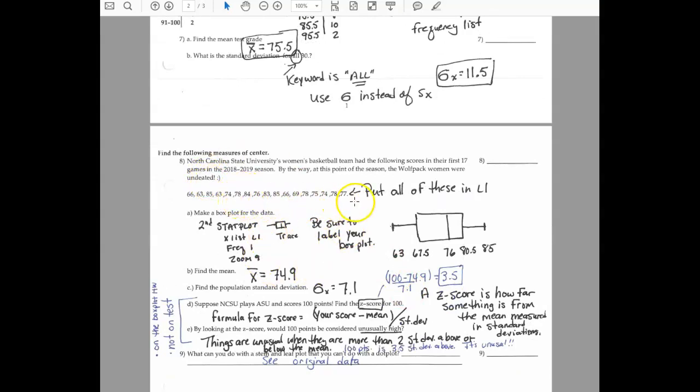This data set, put it all in list 1. Do your box plot. Be sure to label your box plot when you do it. You can do that by doing trace. So label your box plot.